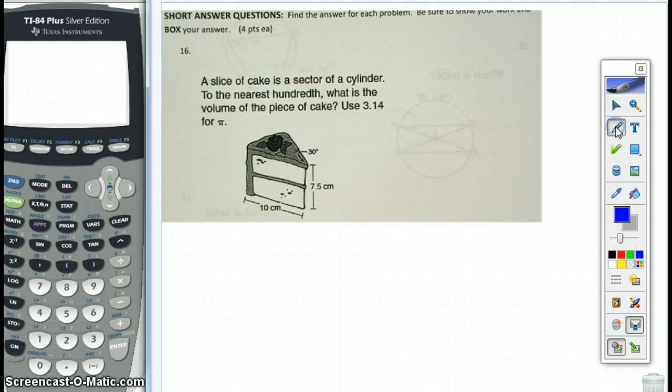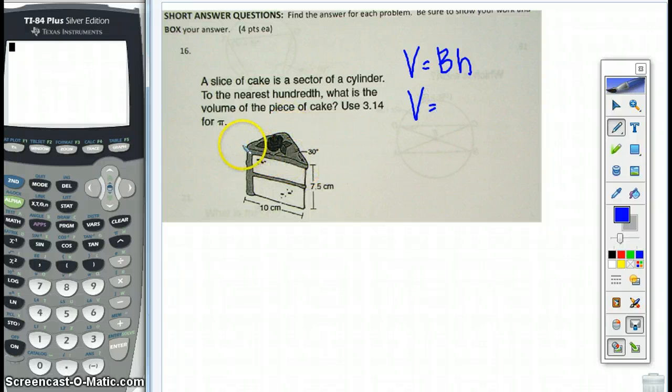So the question I want you to think about first is, what shape do we have here? And if you correctly said a prism, that is right. It is a prism. And you remind yourself that the volume of a prism is area of the base times the height of the prism. You can see here the height of the prism is 7.5. So we need to figure out next what the area of the base is.